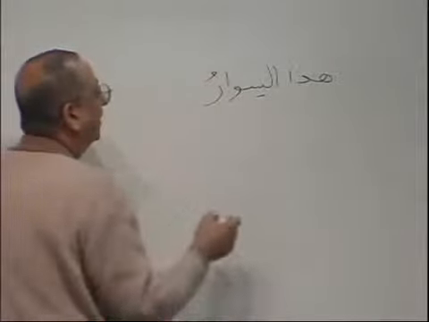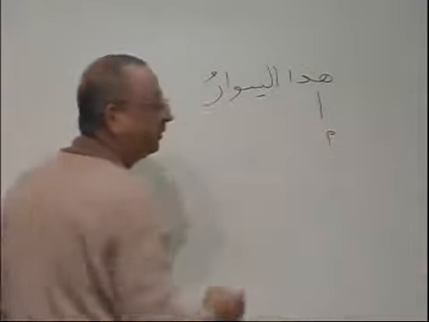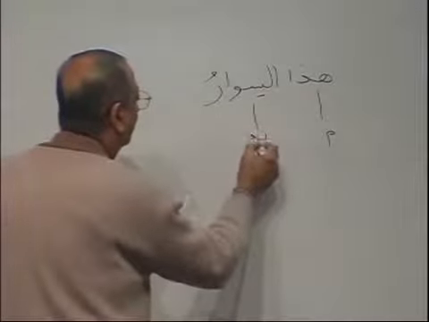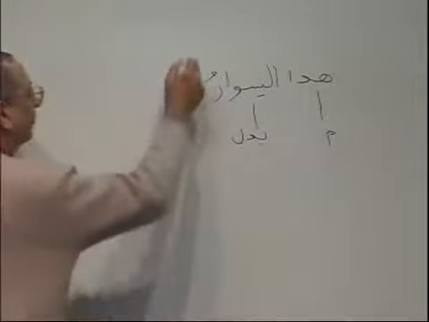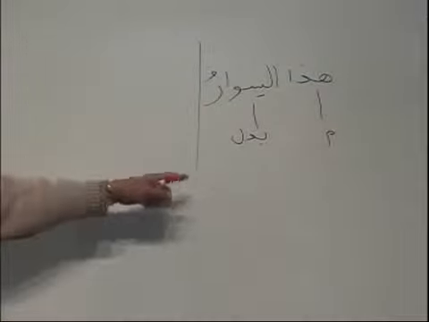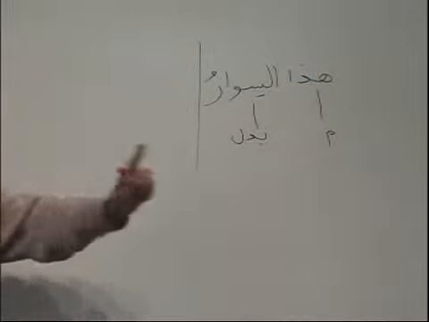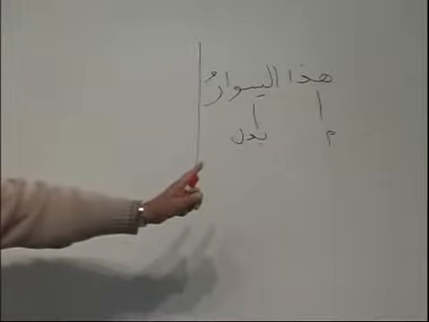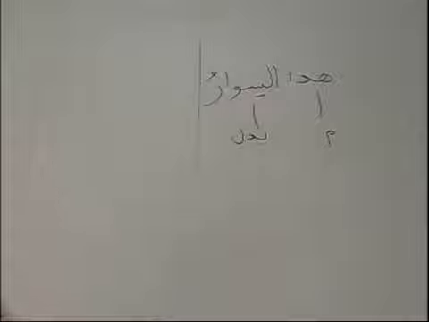Haza siwaru. Haza badal. Mubtada. Okay, and what is this? Badal. Now I want you to draw a line and forget it. This line is only for our understanding. You won't do this in exam. Otherwise the examiner will say, what kind of a line is this? This is for our understanding.